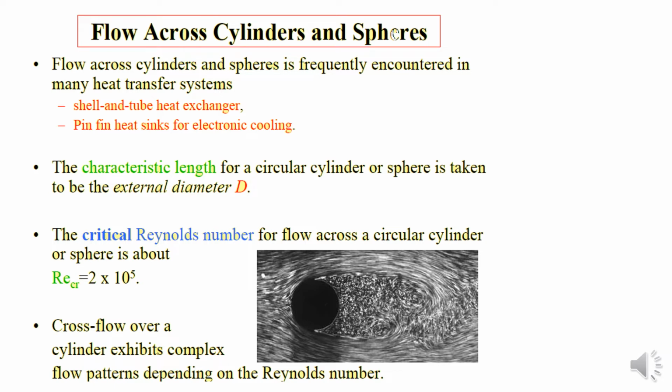So this is something we frequently encounter in many heat transfer systems, as I put here: shell and tube heat exchangers, pin fin heat sinks for electronic cooling, and many other applications. For a cylinder and sphere, the characteristic length is the external diameter, and the critical Reynolds number is considered as 2 times 10 to the power of 5. For flow over a cylinder and sphere, we have a complex flow pattern and it depends on the Reynolds number.